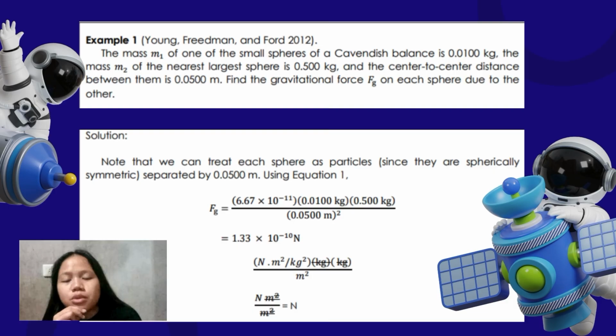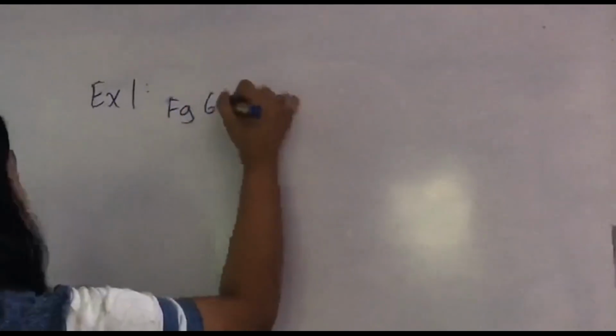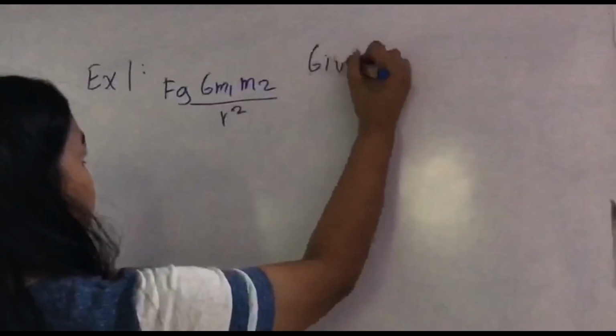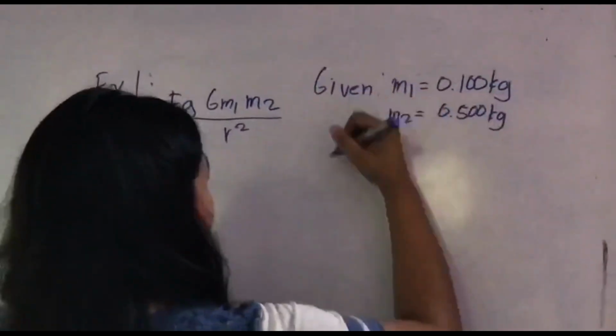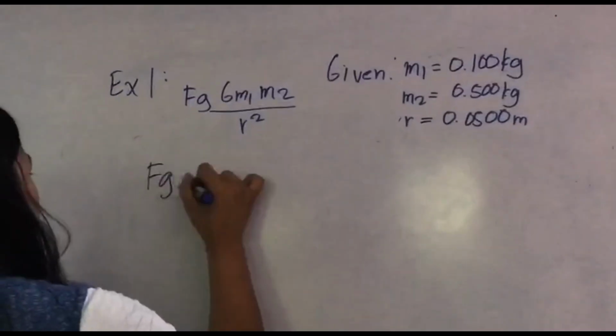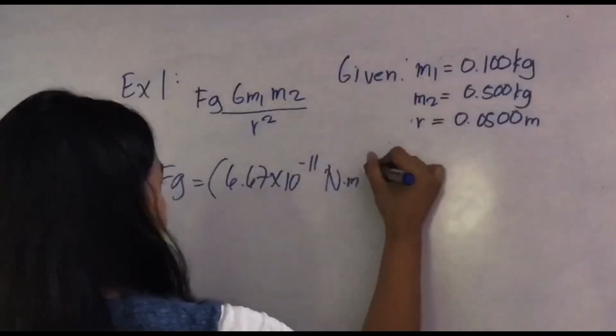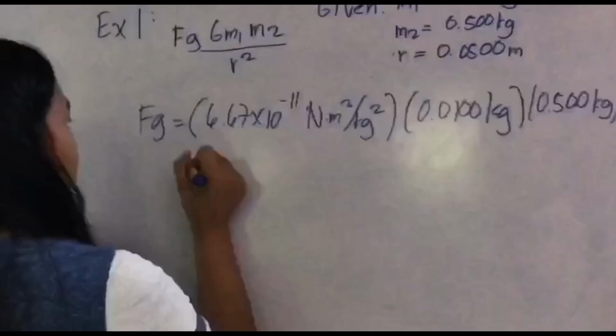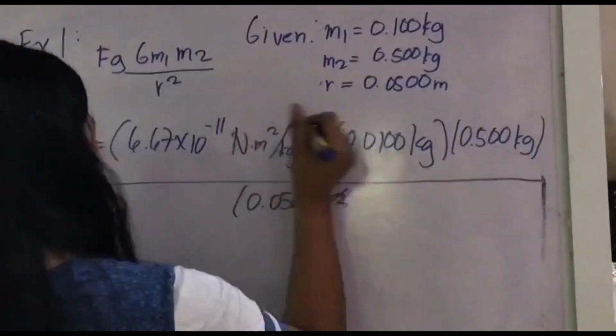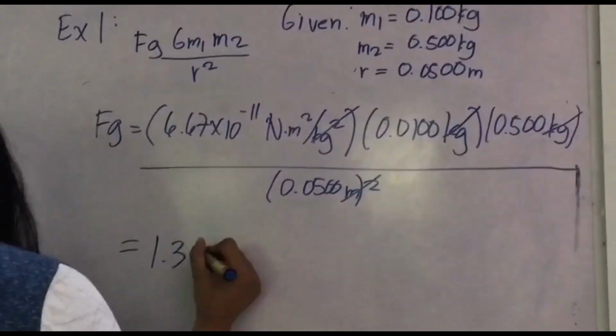So let's do it step by step. For the first example, let's write the formula for gravitational force and then identify the given. Then we can substitute the given values in our formula and cancel out the necessary units. And we have our final answer.